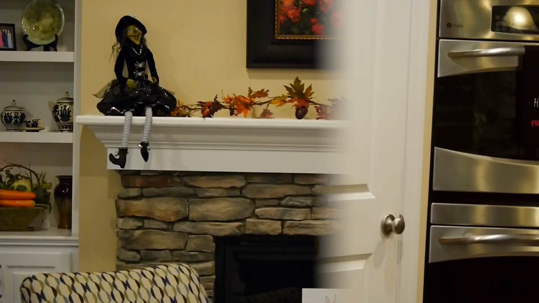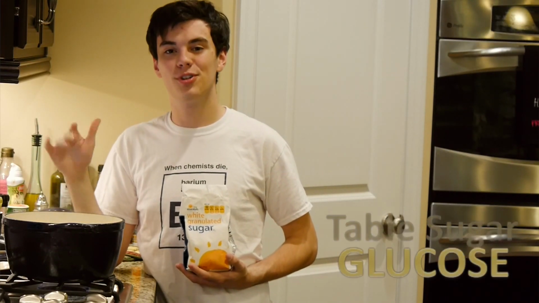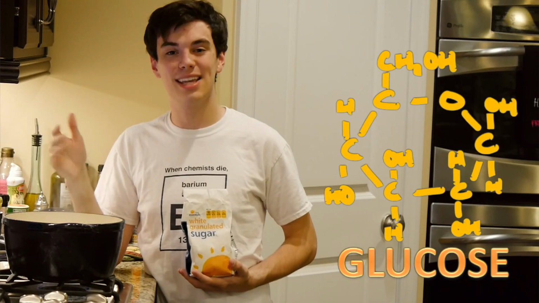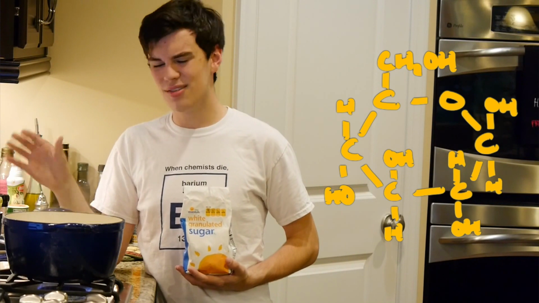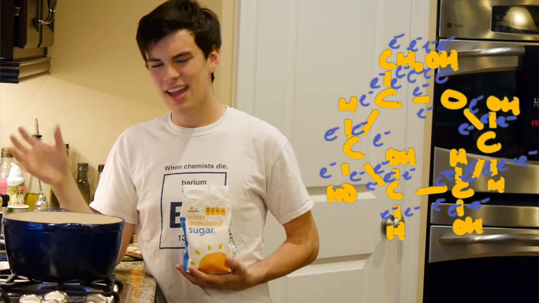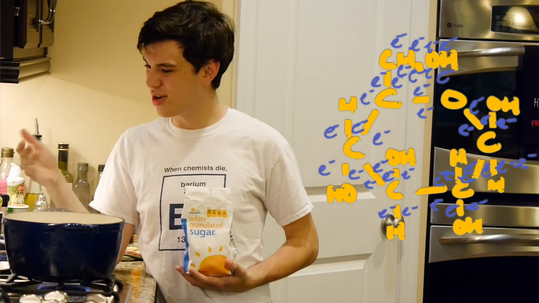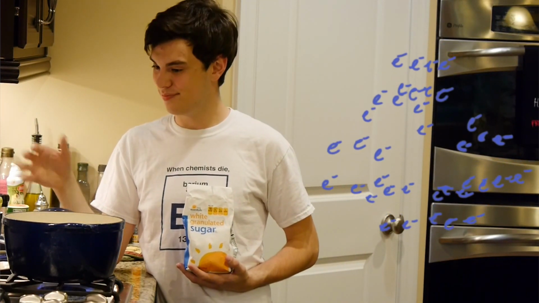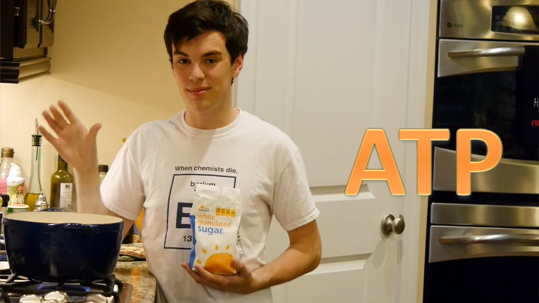Let me show you. To begin with, table sugar is broken down into the simple sugar glucose. Glucose has a lot of energy stored in its chemical bonds. However, when I eat glucose, my muscle cells do not directly use electrons to make my arm twitch like this. Instead, through cellular respiration, the electrons in glucose are used to make adenosine triphosphate, or ATP. ATP is what my muscle cells use to function.